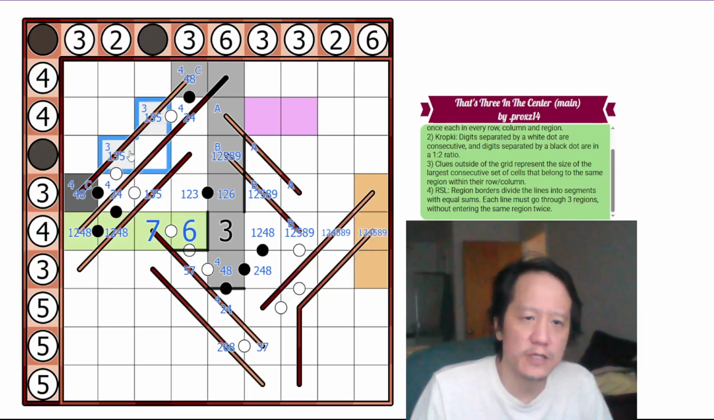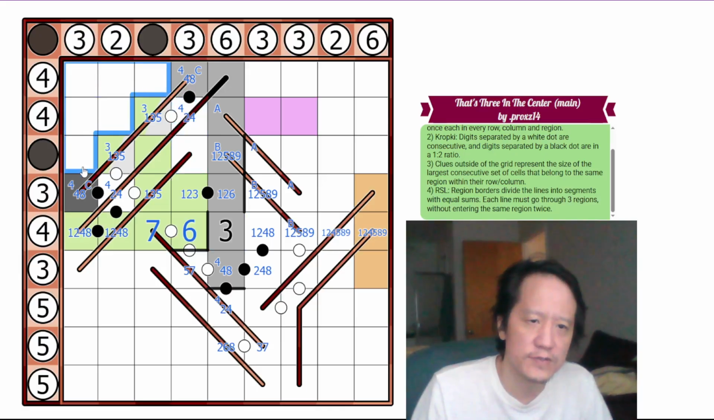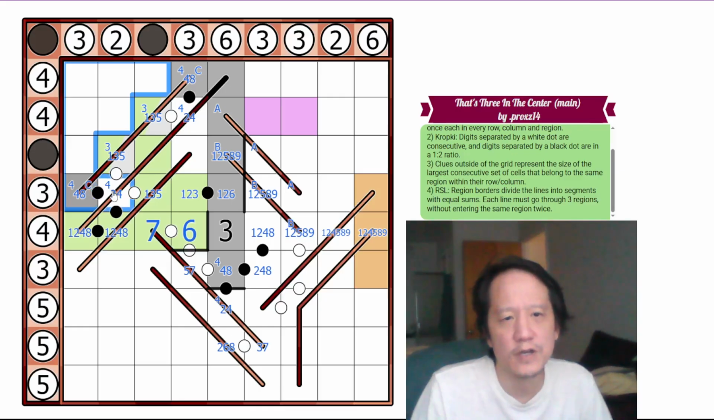Can the light actually be part of the green region? 1, 2, 3, 4, 5, 6, 7, 8, and we assume 9 or something? Then this is 1, 2, 3, 4, 5, 6, 7, 8. No. So green cannot be the same as light. Therefore, we know this has to be green. So that's guaranteed to be green.